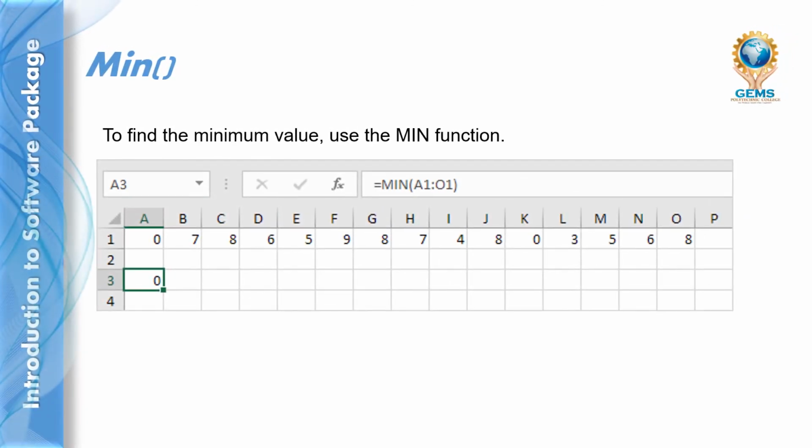Minimum function. The minimum function finds the minimum value. So how to find out the minimum value? You can write equal to MIN of A1 to O1, that means the range A1 to O1. From among this list of numbers, we can find out the minimum value. So what is the minimum value? 0 is the minimum value.